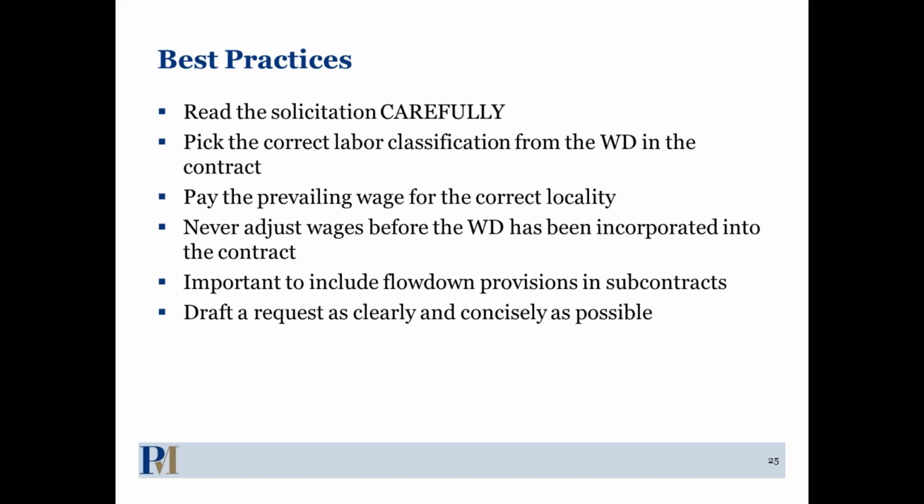And you want to never adjust wages before the wage determination has been incorporated. I think that's maybe the overarching thing that we've hammered the most during this hour. Just make sure that you're paying what's in your contract. And if you're a prime, make sure that you're flowing down the SCA or DBA to your subcontractors, because you want to make sure that they're also conforming, because ultimately it's the prime contractor who's on the hook. So you want to make sure that the proper responsibilities are pushed down to subcontractors.